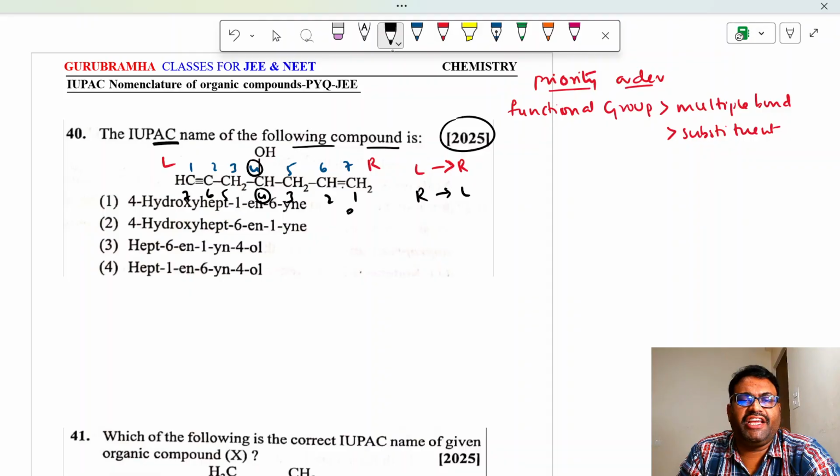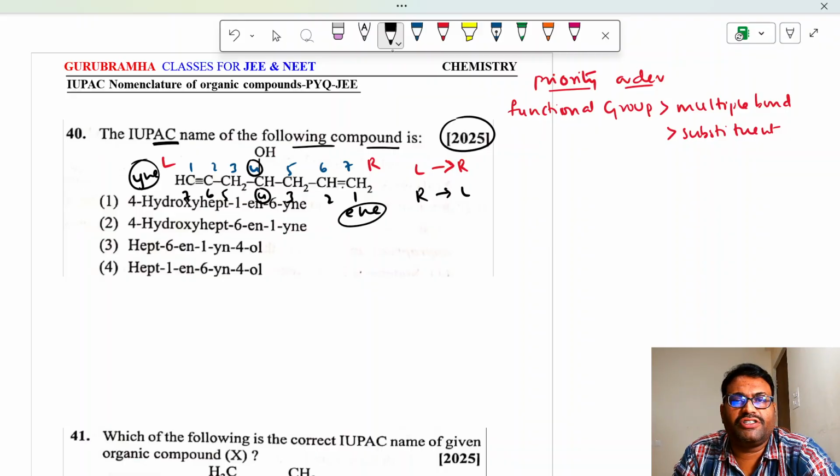Here you are finding ene at the first position, and you are finding ine at the first position. Then what do you need to follow? Alphabetical order. When the double bond and triple bond occupy similar positions, and you have to decide based on the multiple bond, then you have to follow alphabetical order. Which comes first? Ene comes first, then ine. So as ene comes first, we have to see that this double bond gets the least number.